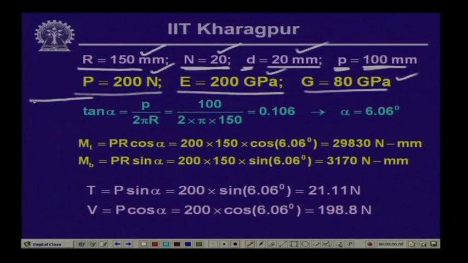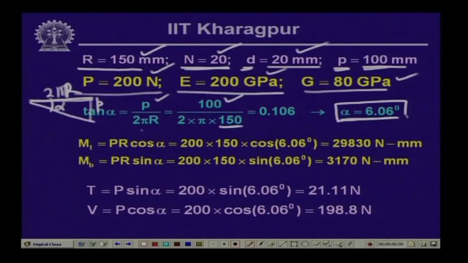Now, the first thing we do is calculate the value of alpha, the helix angle, and as you know, alpha will be given by this angle, where this is p and this is twice pi R, the straight length. Thereby tan alpha is equal to p by twice pi R, p is 100, capital R is 150. So, this gives us a value of alpha as 6.06 degree. So, this is the helix angle with which the wire is inclined with respect to the horizontal plane.